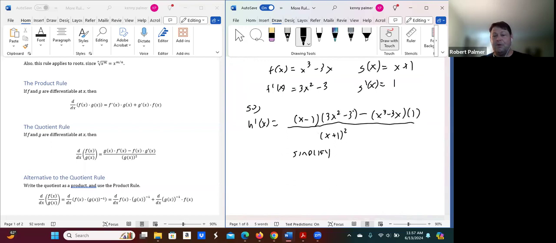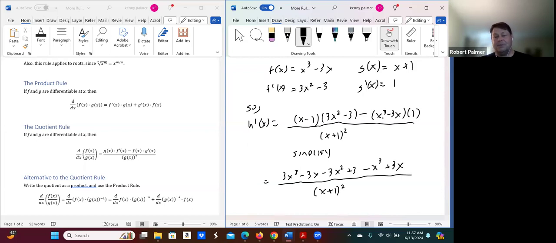So we need to FOIL this out and distribute. Of course, here this is easy, we have just a 1 to distribute. When our denominator is the same, we're not going to try and FOIL out the denominator. We'll just leave it as x plus 1 squared. If we FOIL this out, x times 3x squared is 3x cubed. The outer term is negative 3x. The inner term is minus 3x squared. And the last term is plus 3. And then here, this is just a 1, so it doesn't change anything, but we want to distribute the negative: minus x cubed plus 3x.